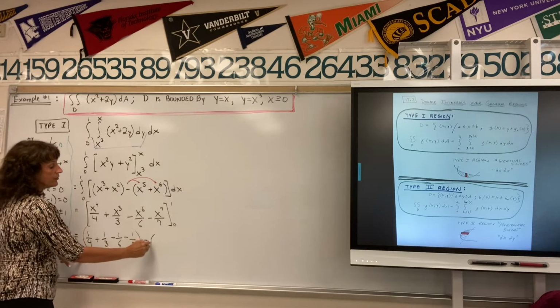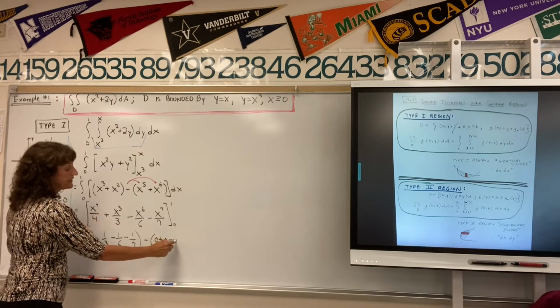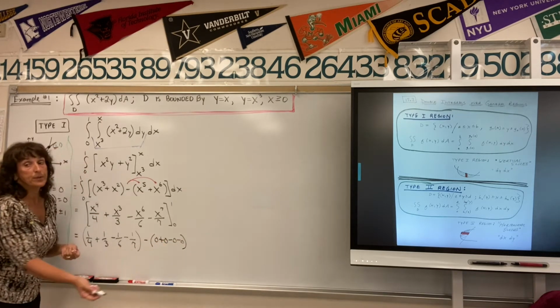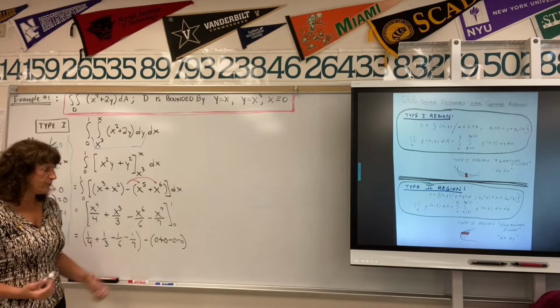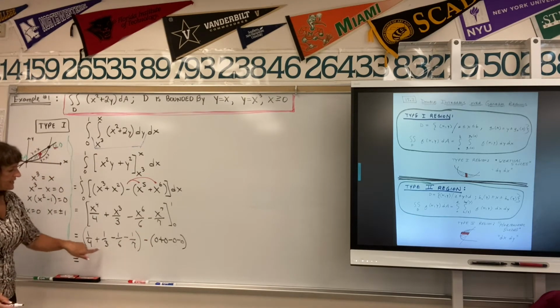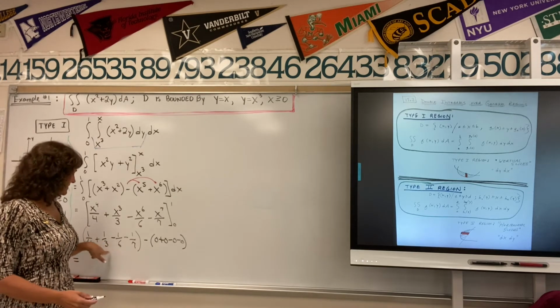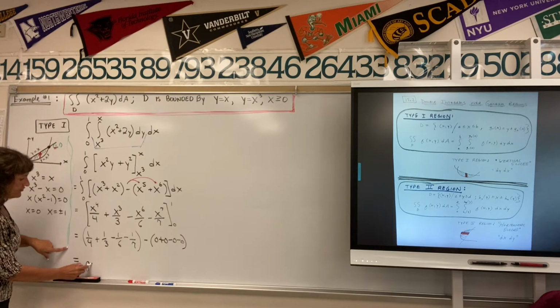When we plug in the lower bound, these terms all go to 0, plus 0 minus 0 minus 0. So we just have 0 when we plug in the lower bound. So your answer is 1/4 plus 1/3 minus 1/6 minus 1/7. If you want to put that in your calculator, I suppose we could do it here. We would need a common denominator for 7, 6, 3 and 4. So what do we have for that? 84. Okay, so 84 for a common denominator.